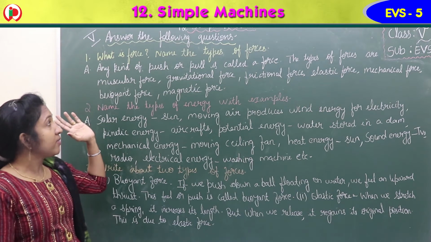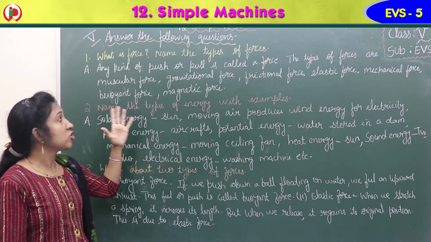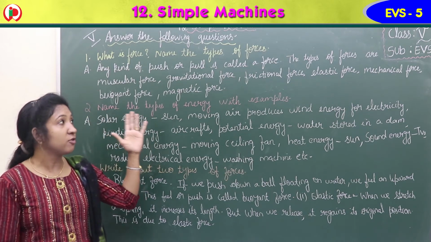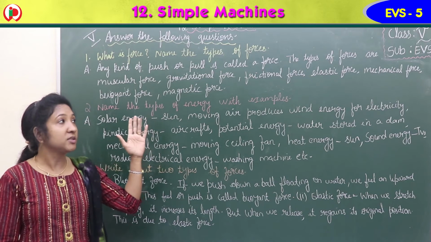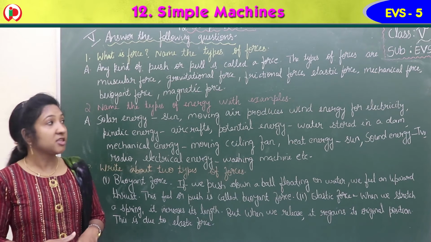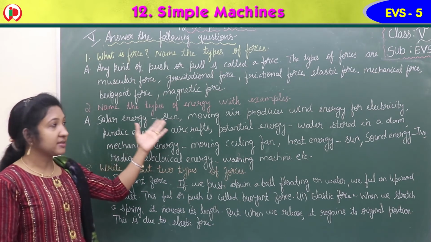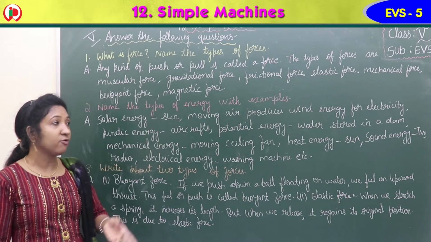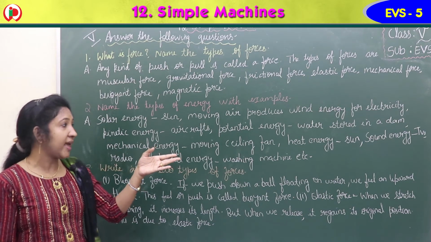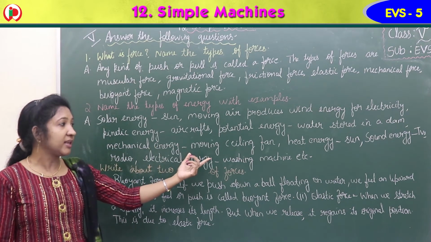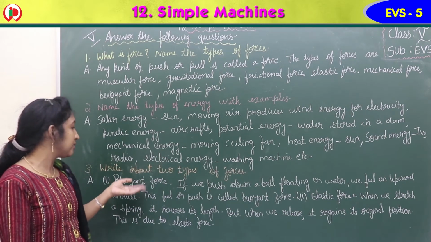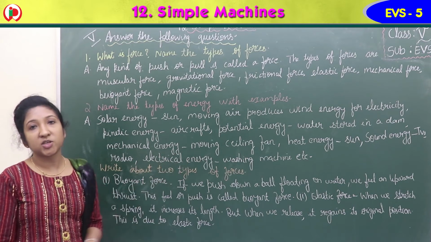So what is force? Name the types of forces. Any kind of push or pull is called a force. The types of forces are muscular force, gravitational force, frictional force, elastic force, mechanical force, buoyant force and magnetic force. Second, name the types of energy with examples. So solar energy, sun. Moving air produces wind energy for electricity. Kinetic energy, aircrafts. Potential energy, water stored in a dam. Mechanical energy, example moving ceiling fan, heat energy, example sun. Then sound energy, example TVs and radios, then electrical energy, washing machine, etc.